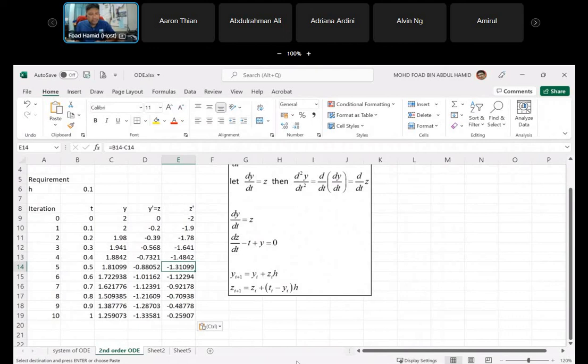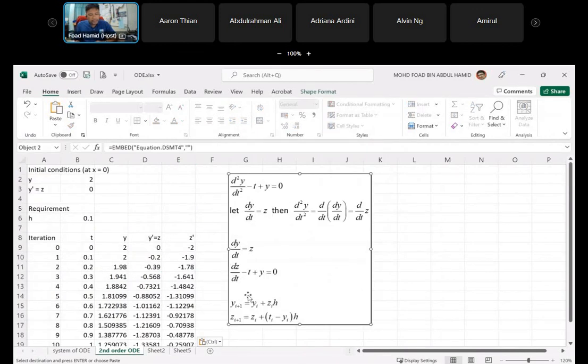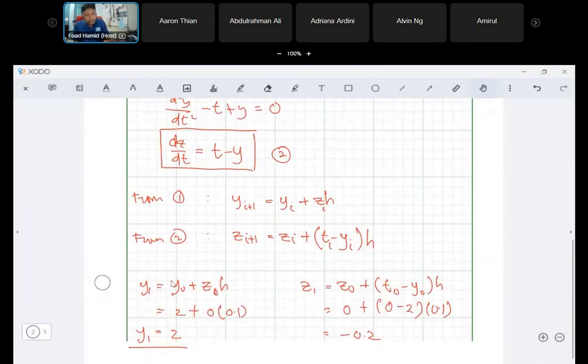Okay, this is just z. z is just this value here. z prime is our dz/dt. So dz/dt is just this value here. dz/dt is t0 minus y0. t is 0, y0 is 2, so it's minus 2. Okay, so you can do the same thing. So what we want here is y1 and z1.